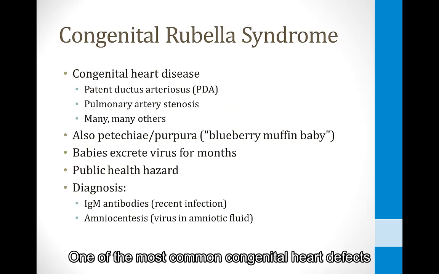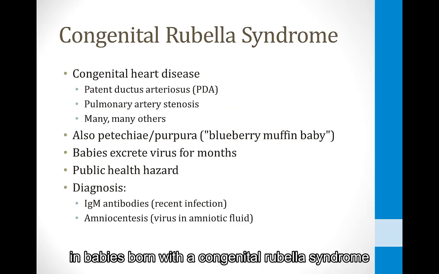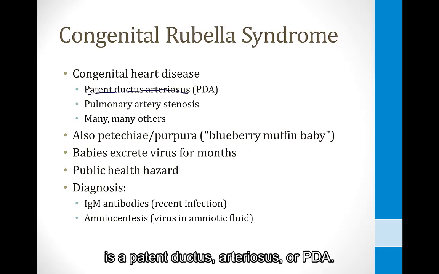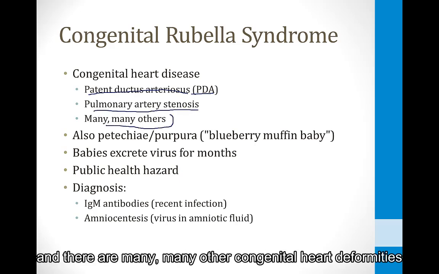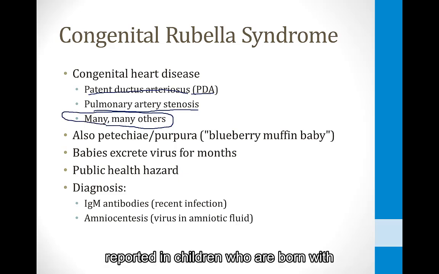One of the most common congenital heart defects in babies born with the congenital rubella syndrome is a patent ductus arteriosus, or PDA. These babies also sometimes have pulmonary artery stenosis, and there are many, many other congenital heart deformities reported in children who are born with the congenital rubella syndrome.